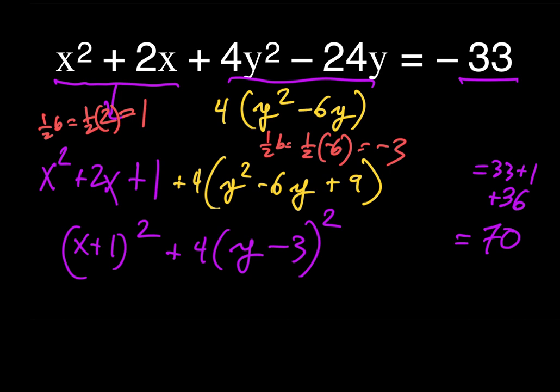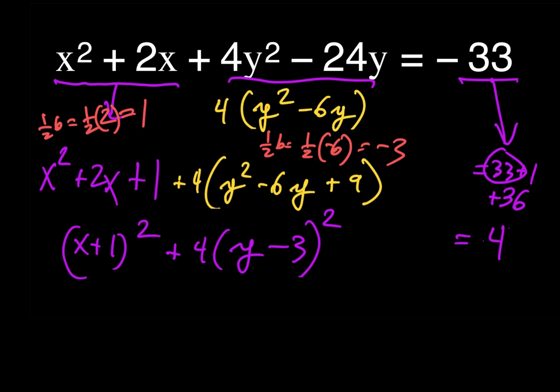And since I didn't bring this down, this is actually a negative 33. So negative 33 plus 36 is positive 3. Plus 1 is positive 4. It'll be a little bit different.